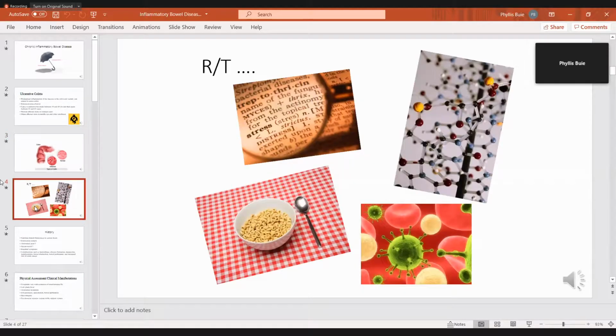And it can be related to several things. It can be related to stress. It can be related to environmental factors. It can be related to maybe foods that we eat. So there's several things that it can be linked to.